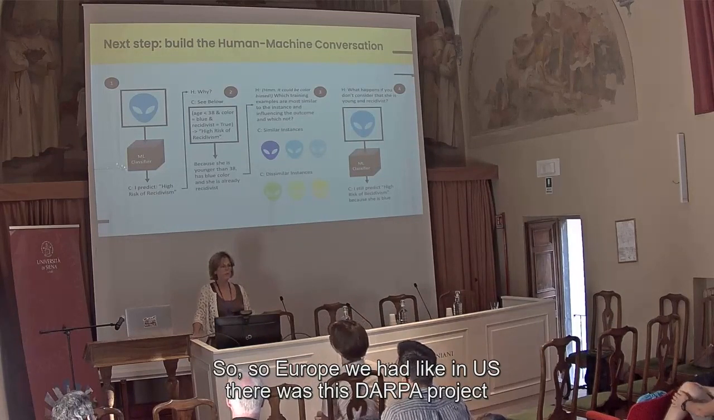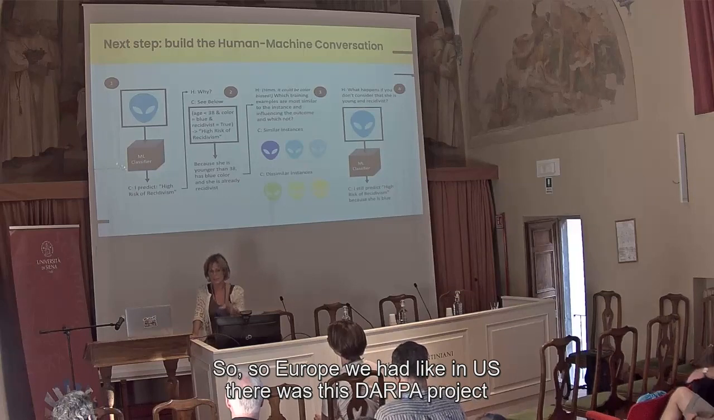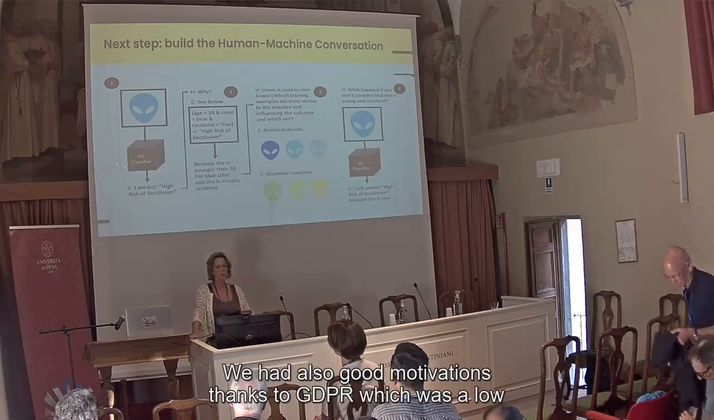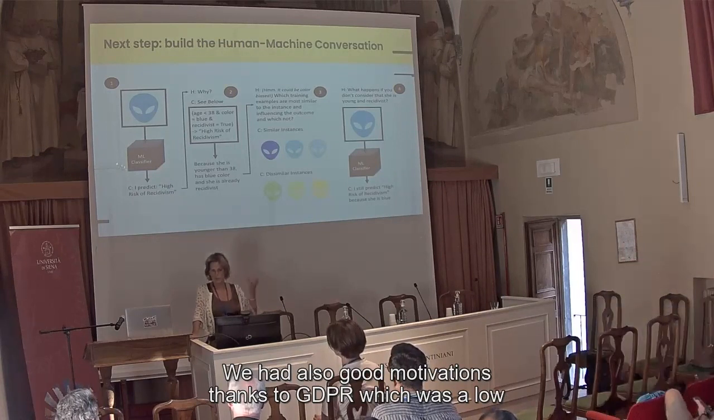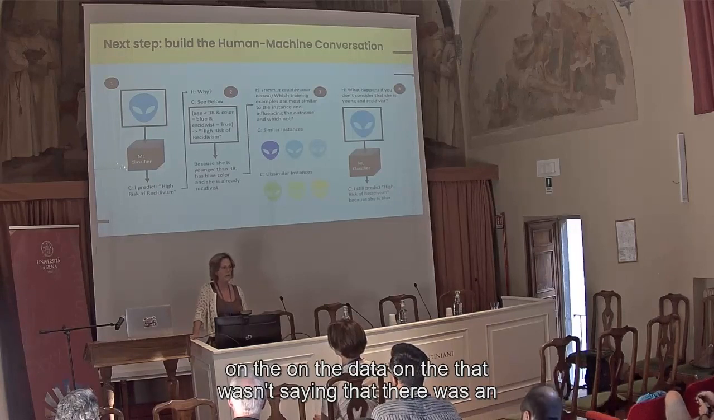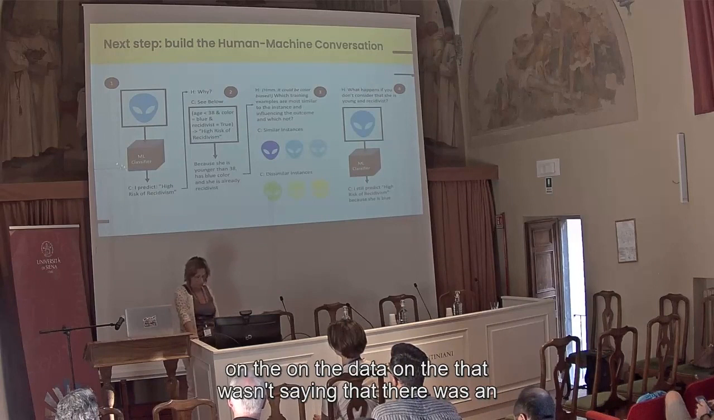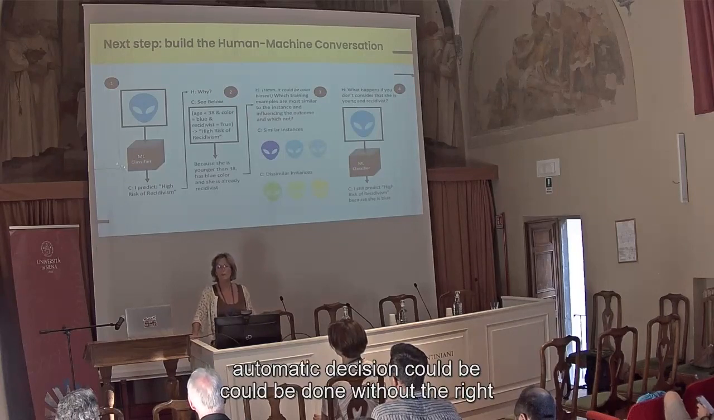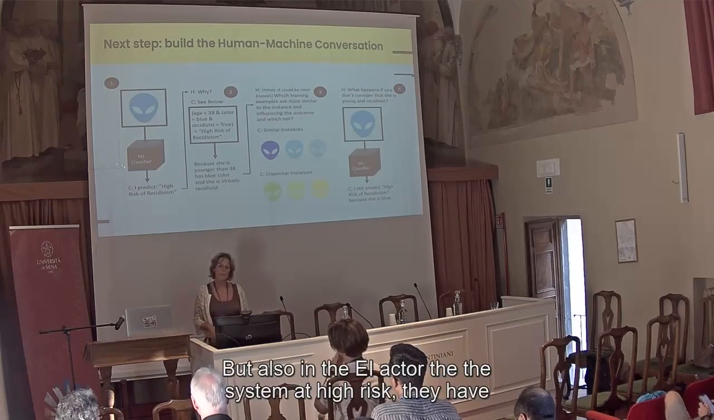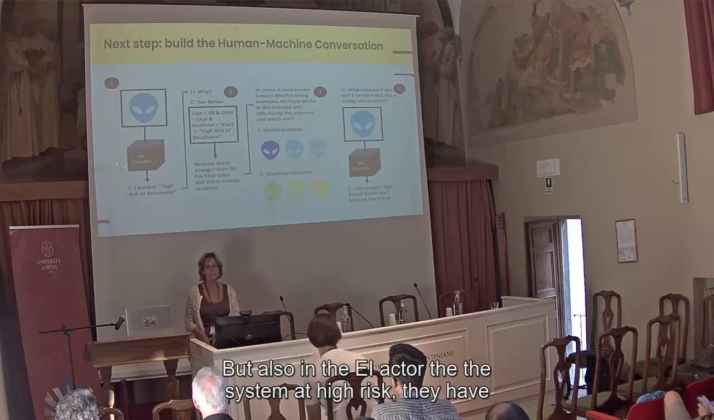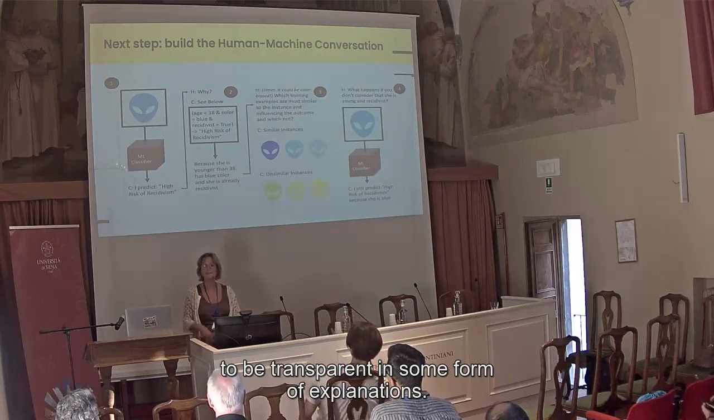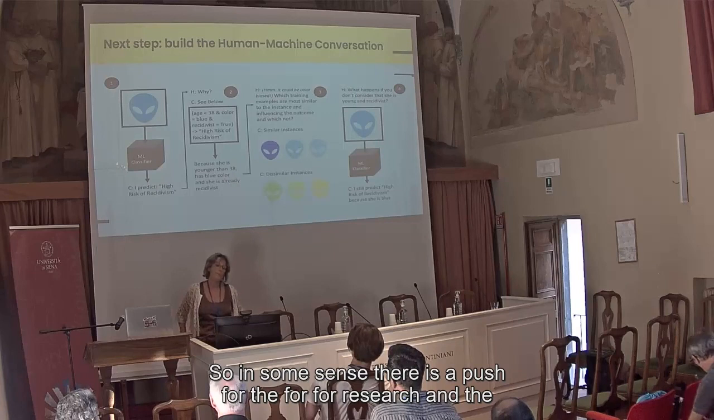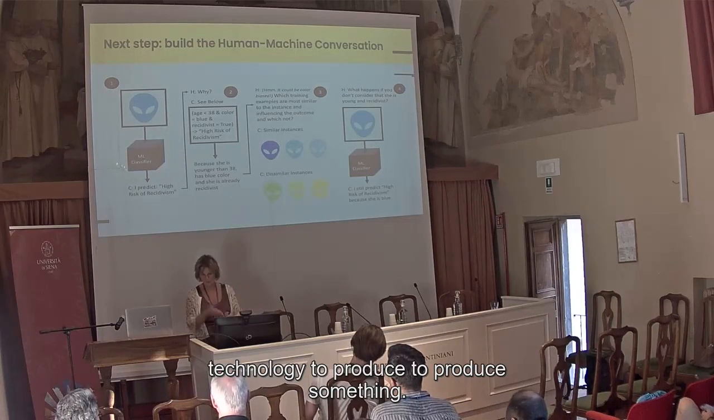Exactly the problem. In the US there was this DARPA project pushing toward AI. In Europe, we also had good motivations thanks to GDPR, a law on data, which had an article saying that decisions could not be made in a purely automatic way without the right to explanation. Also in the AI Act, systems at high risk have to be transparent in some form of explanation. So in some sense, there is a push for research and technology to produce something.